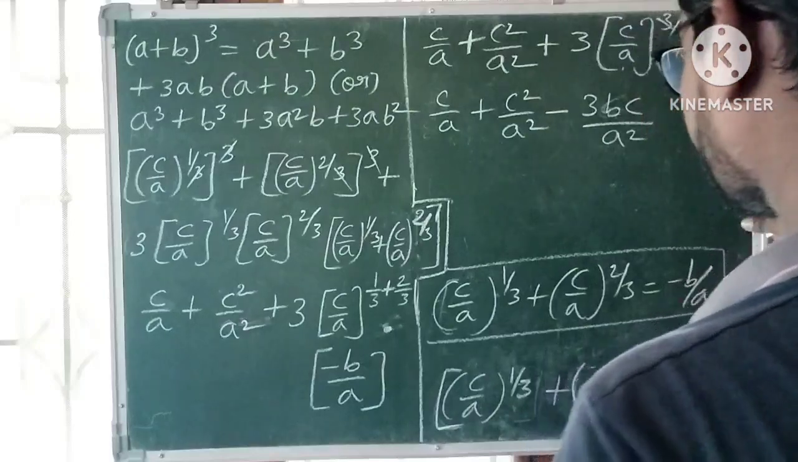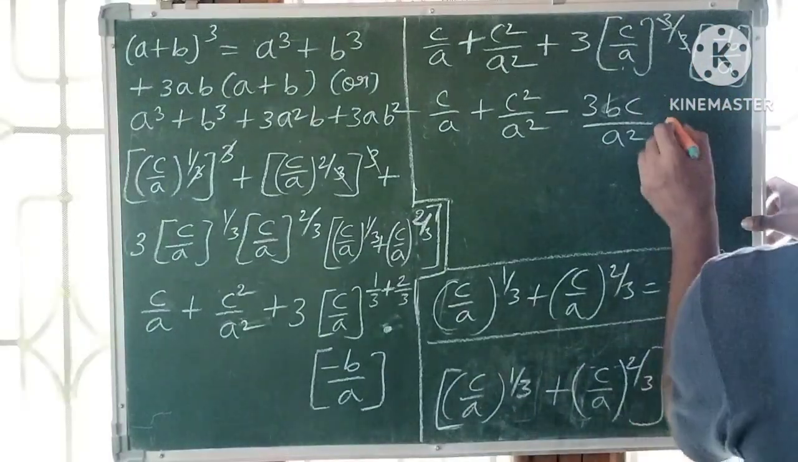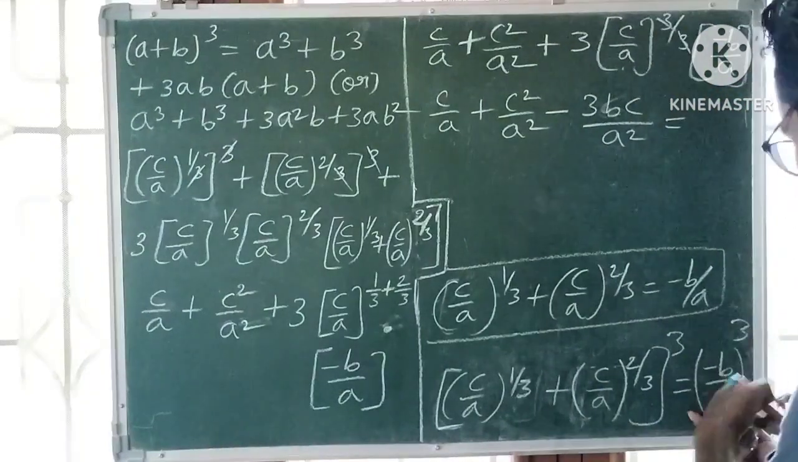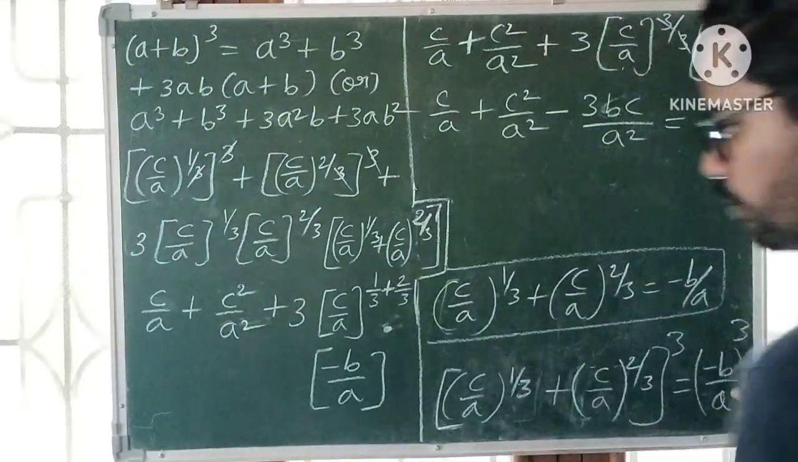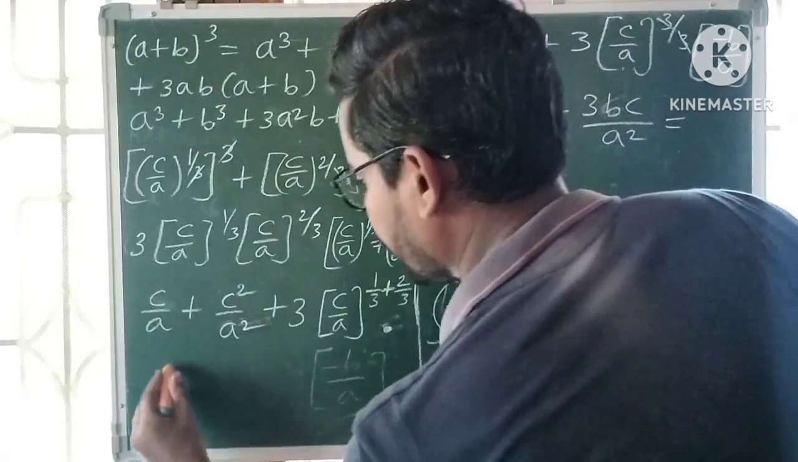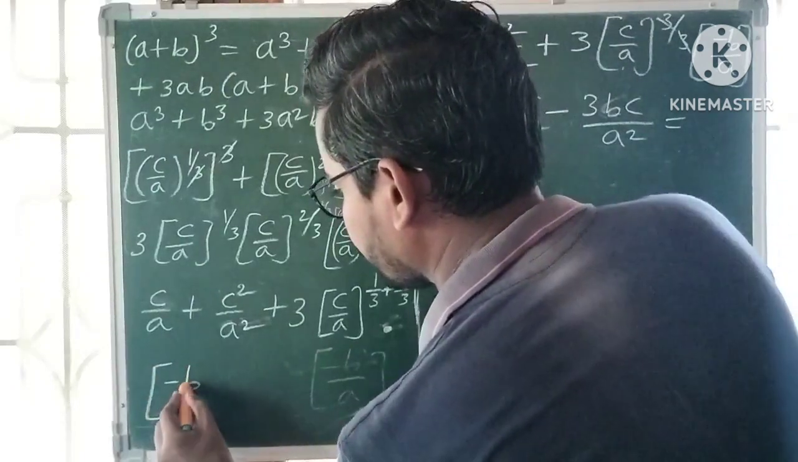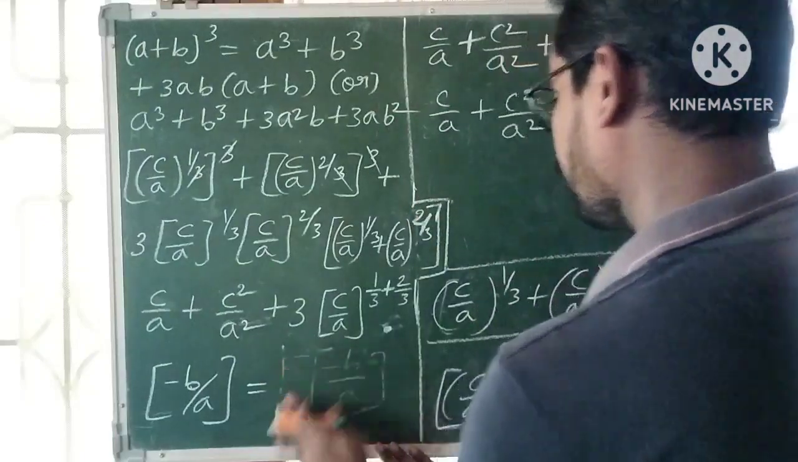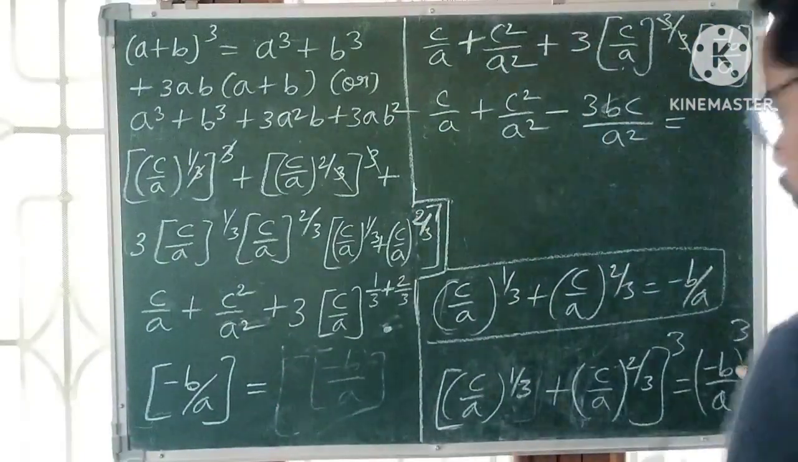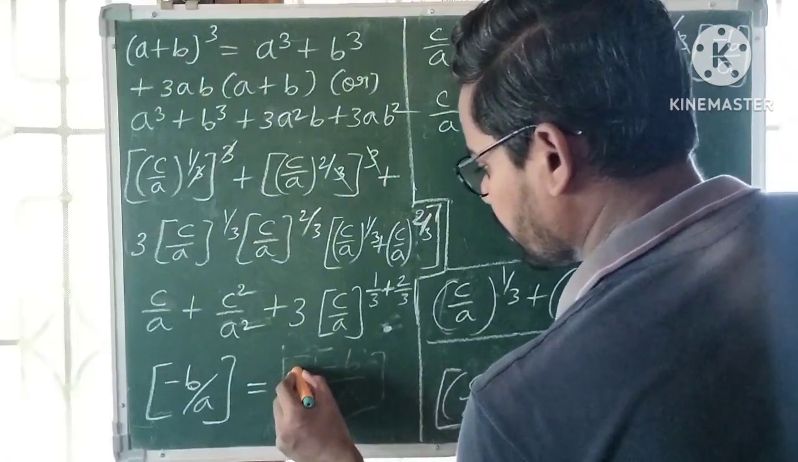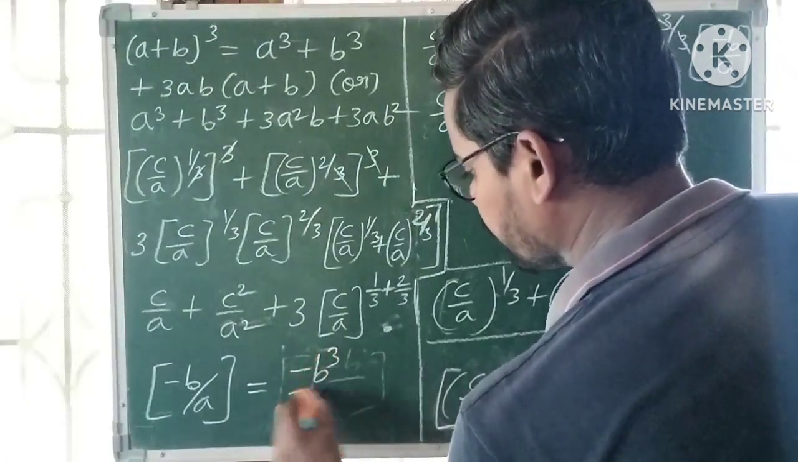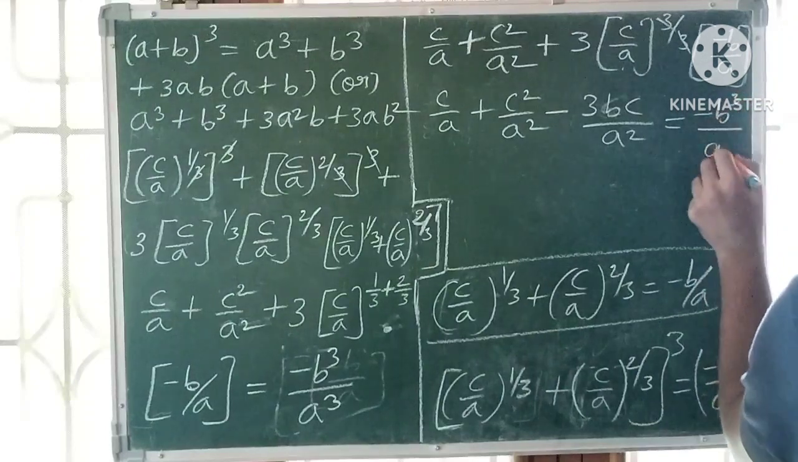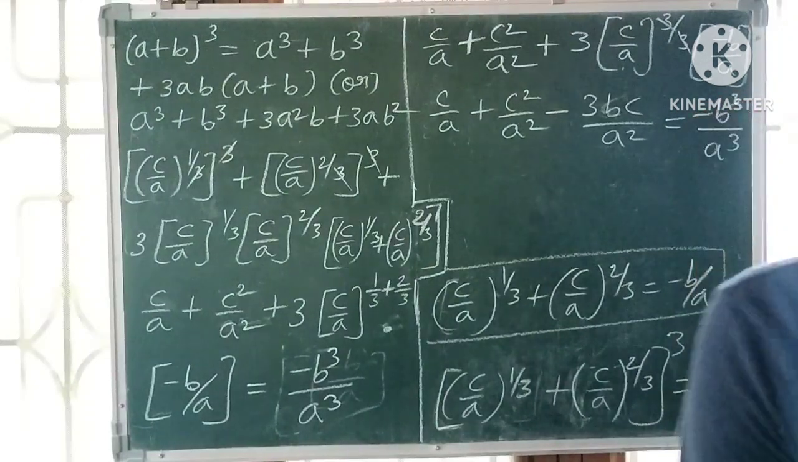Okay, is equal to... I think we forgot the RHS. Here we should write the RHS. Here RHS is (minus b by a) whole cube, which means minus b cube by a cube. We left the RHS out.